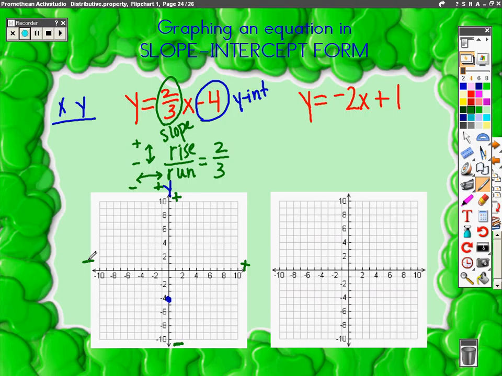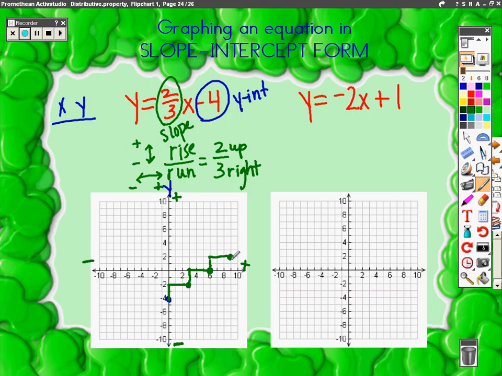So my rise is 2. It's positive, so it tells me 2, and we're going to go up. And the 3 is positive. It's going to go to the right. So I'm going to go back to my y-intercept, which is -4, and I'm going to go up 2 and to the right 3, and plot my next point. I can go up 2 and to the right 3 and plot my next point, and again up 2 and to the right 3, and plot my next point.